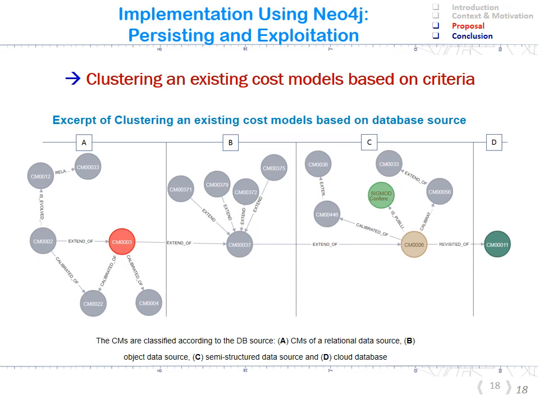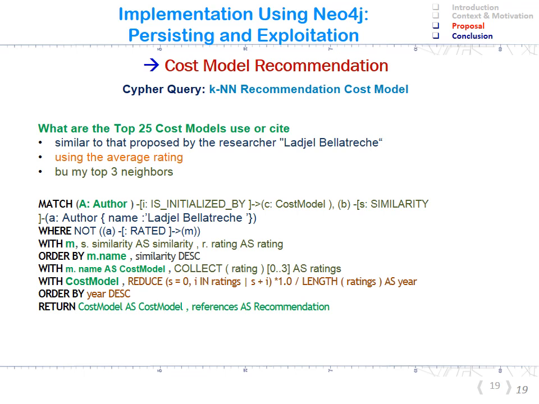The third use case shows the clustering of existing database cost models using the GraphX Apache Spark API. In this figure, cost models are classified according to the database source. Each cluster is a subgraph. Here we get 4 clusters: cost models from relational data source, object data source, XML data source, and a cluster for cloud database.